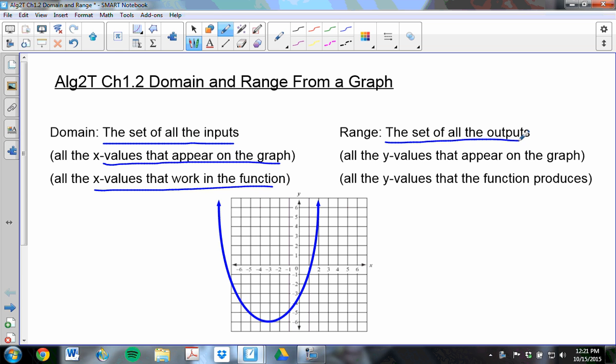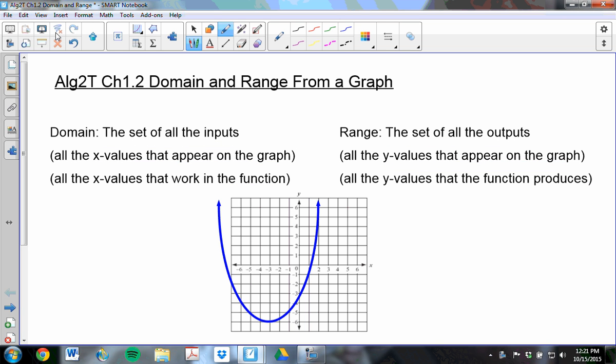Range is all the outputs or all the y values that appear on the graph. It's also kind of the idea of all the y values that the function can produce. You can put inputs in, and it spits out values y, and your domain is what goes in, the range is what comes out.